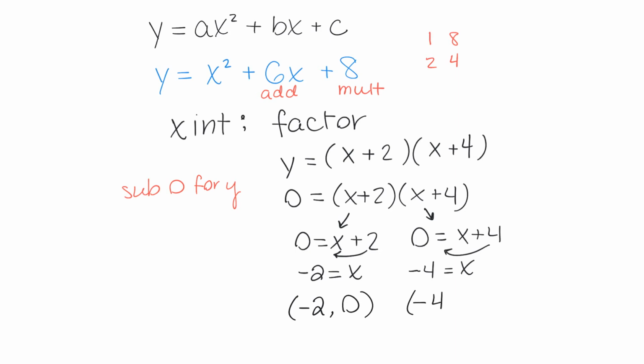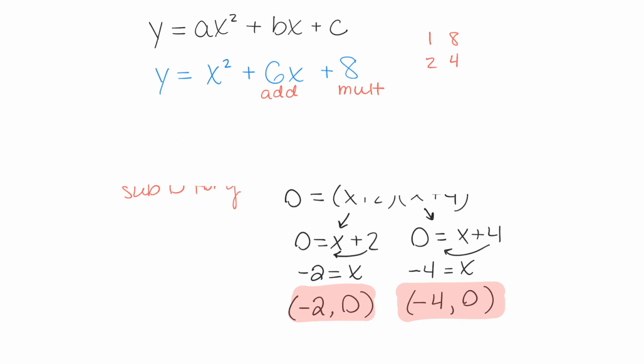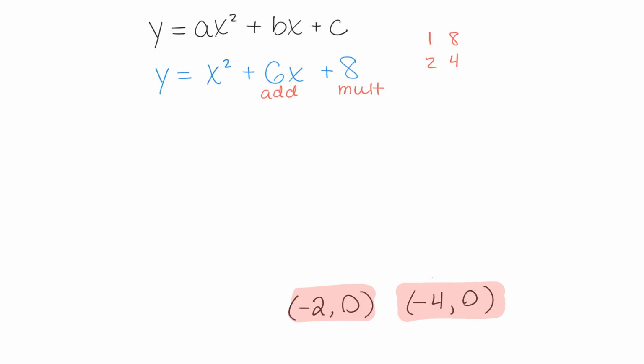In this one I found negative 4 is the x and 0 is the y. So my x-intercepts are (-2, 0) and (-4, 0). All right, now we've got 3 super important pieces of information so far, and we're going to find our last piece. So here's my x-intercept. I'm going to leave them written here. I also had a y-intercept, if you remember, that was at (0, 8). So I've got these 3 pieces of information.